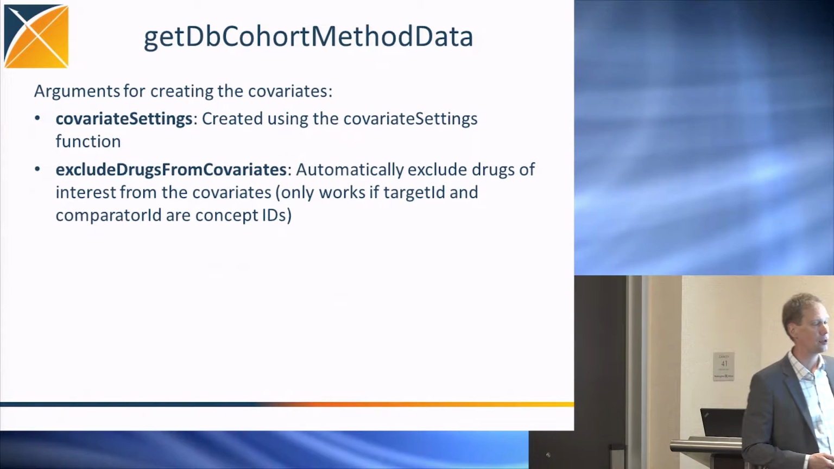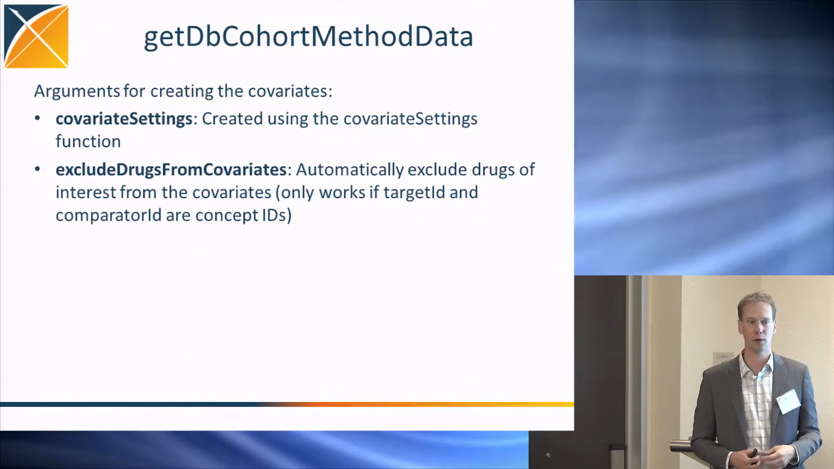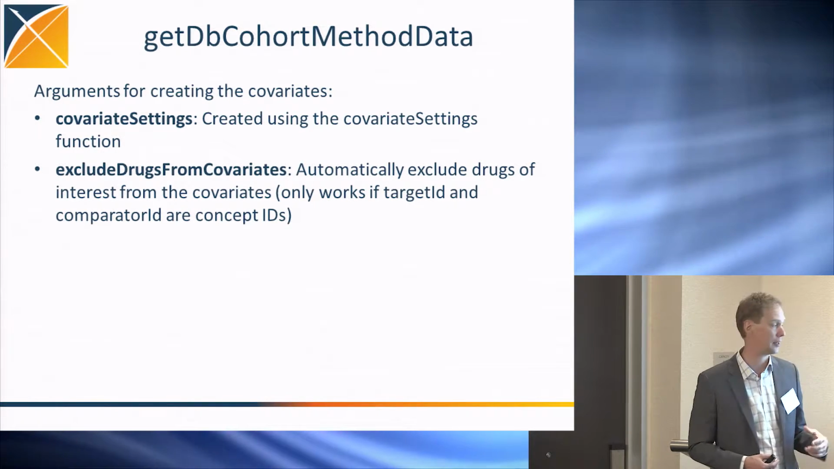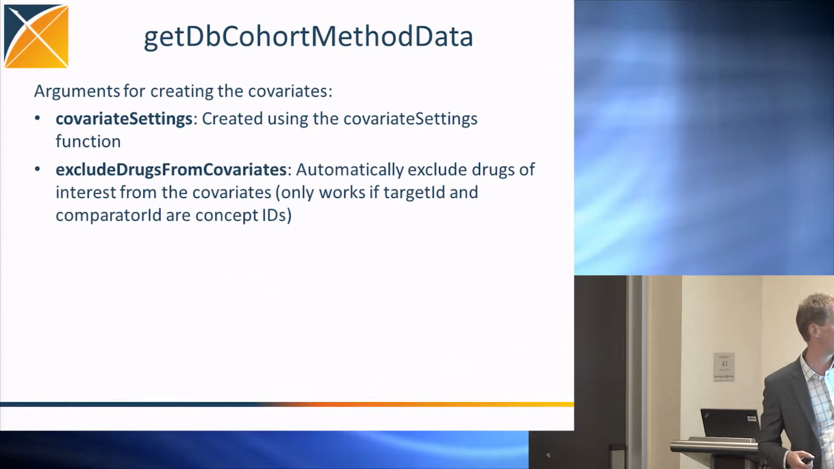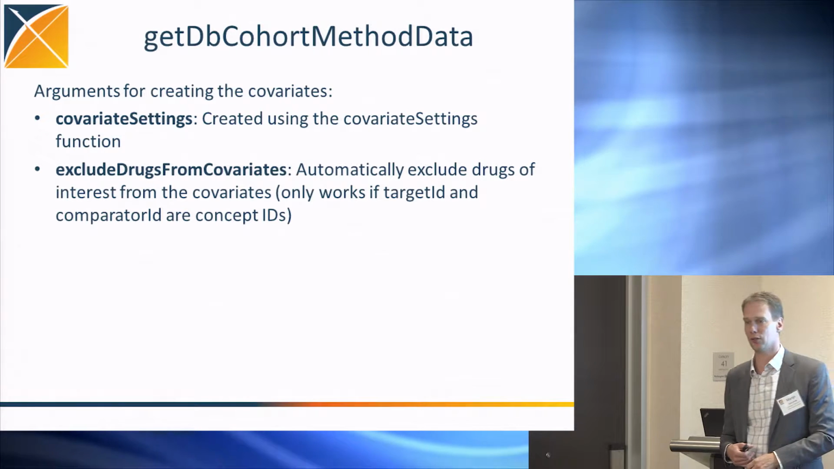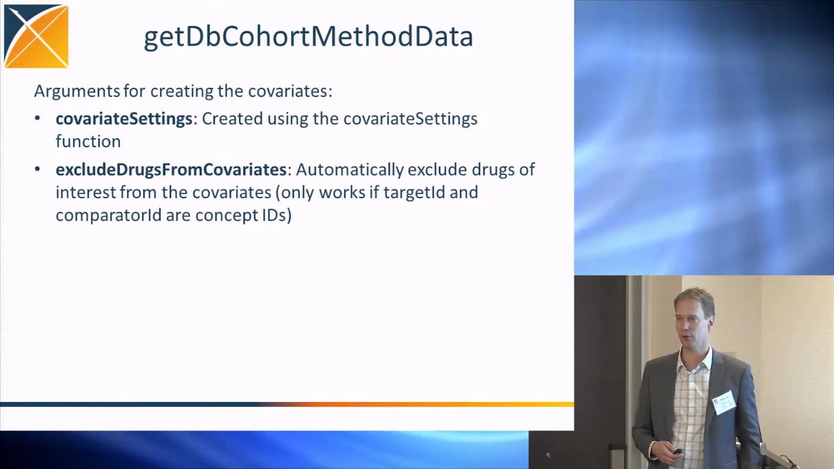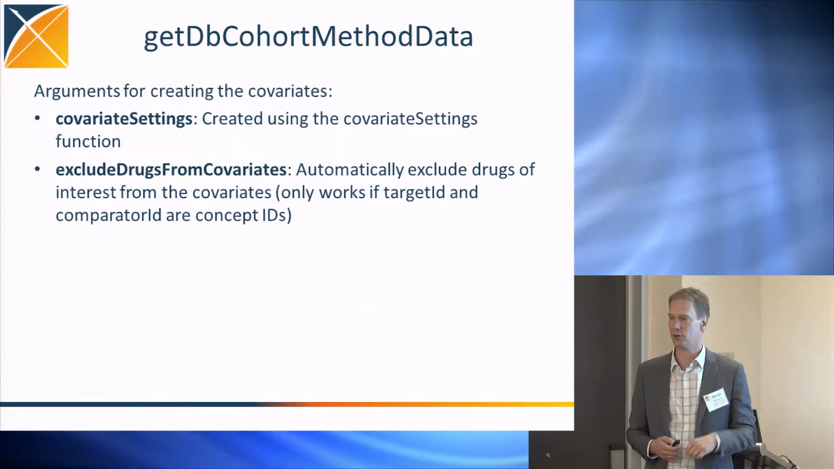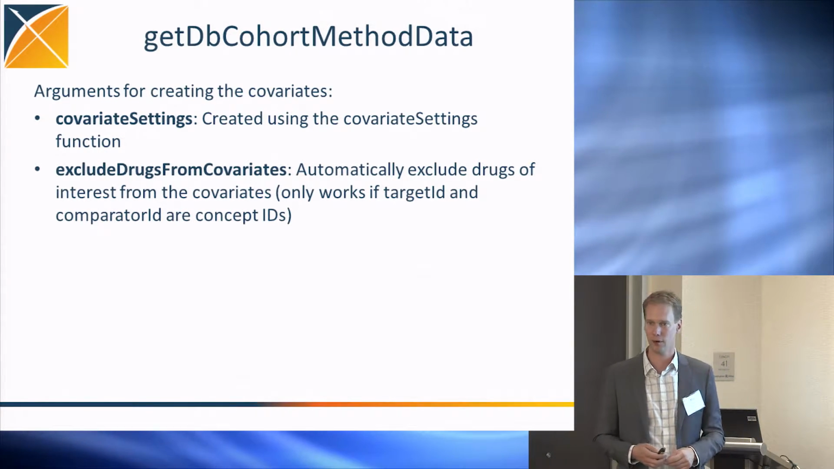Like I said, if you're using the drug era table, it can automatically figure out which covariates to exclude, so as not to include the drugs of interest. In that case, you need to set exclude drugs from covariates to true, and it will use this automatic feature. Otherwise, you will have to specify the covariates to exclude in your create covariate settings function call.